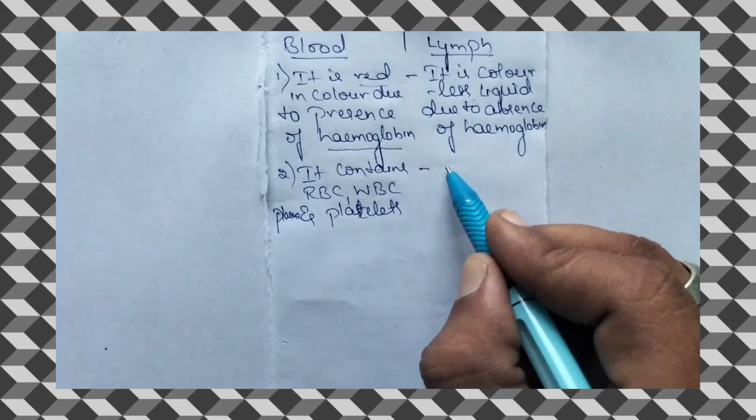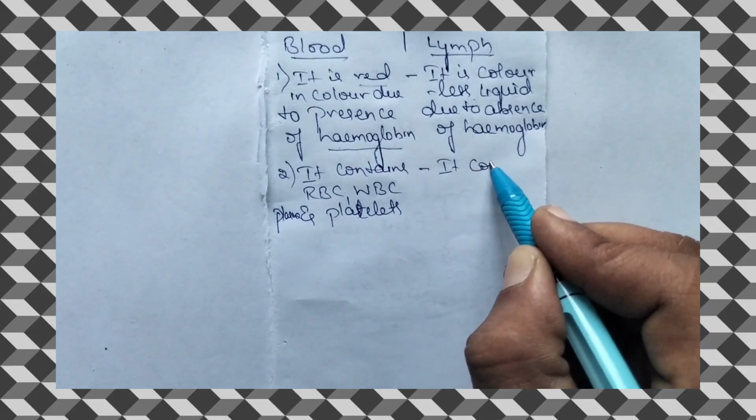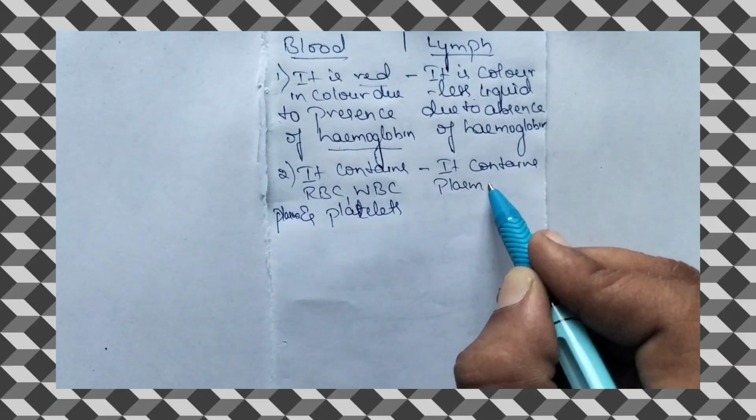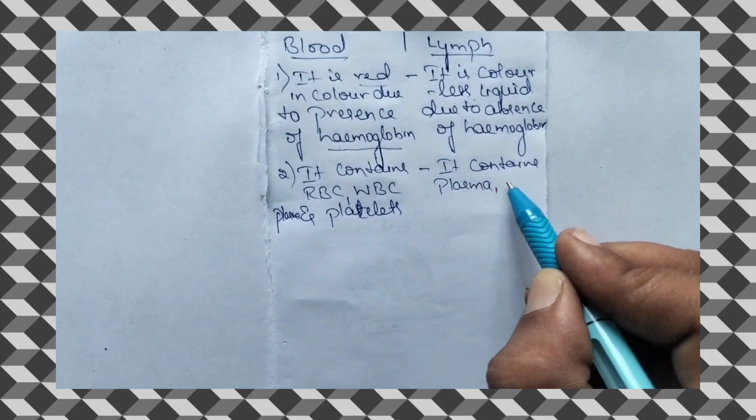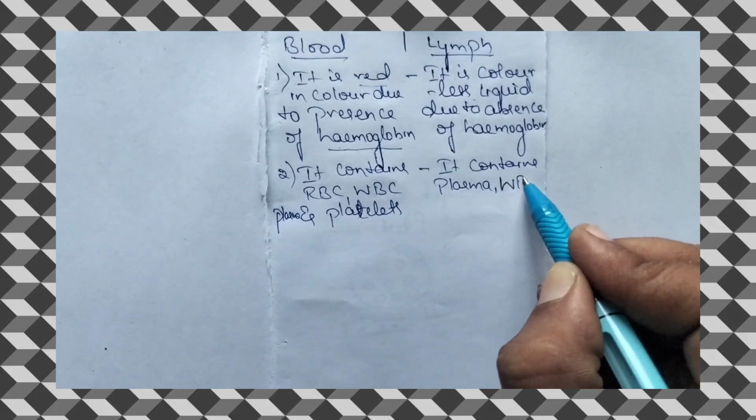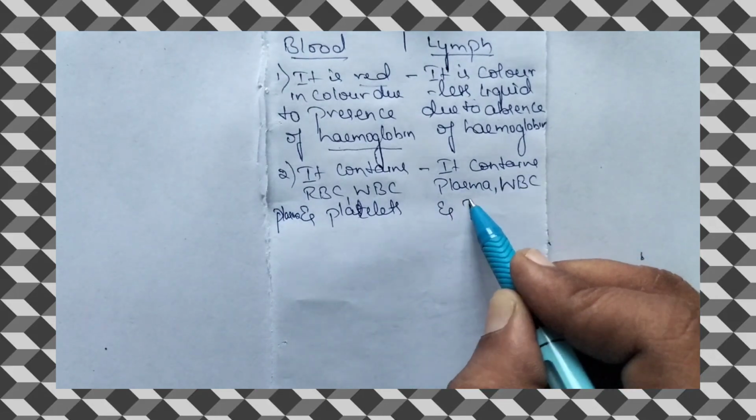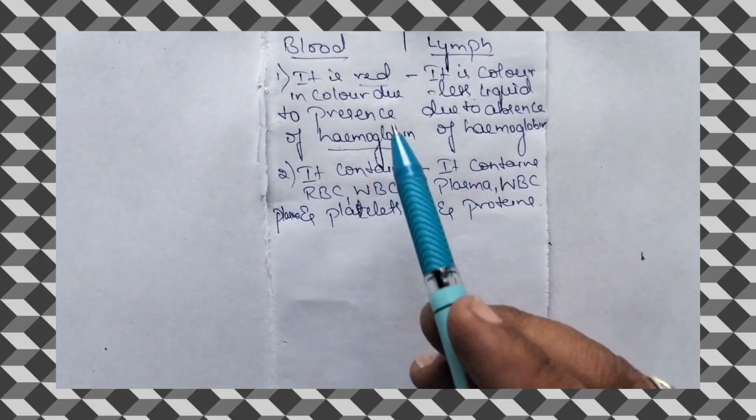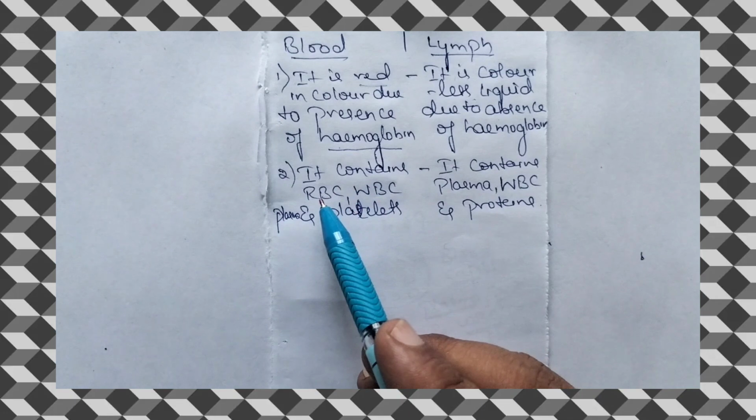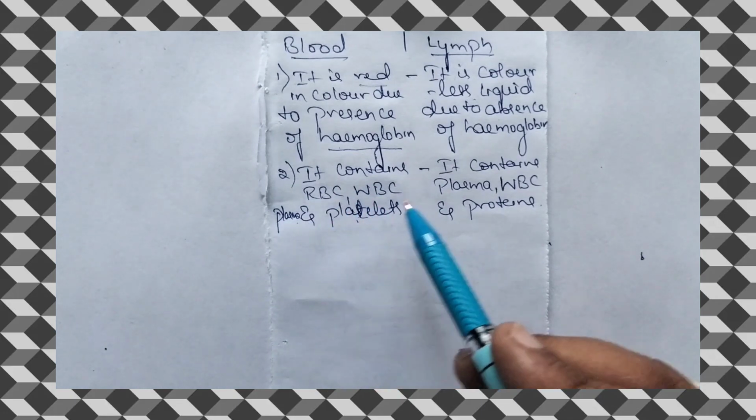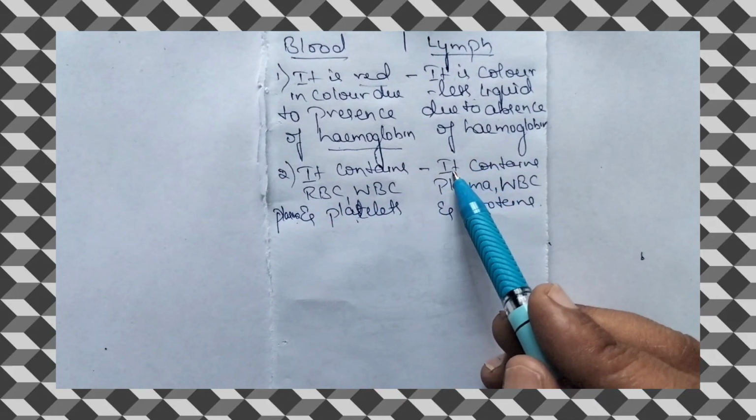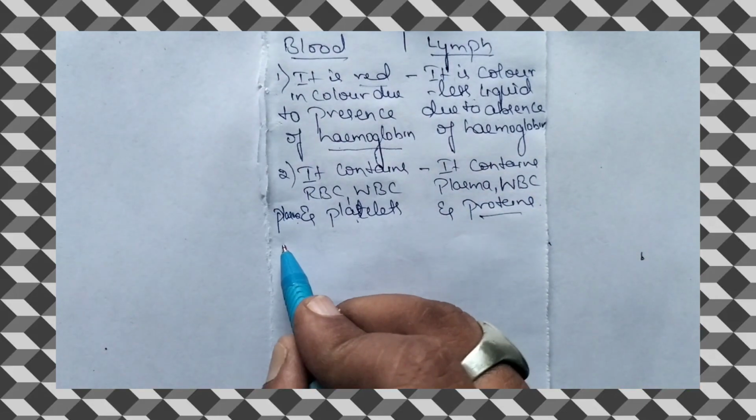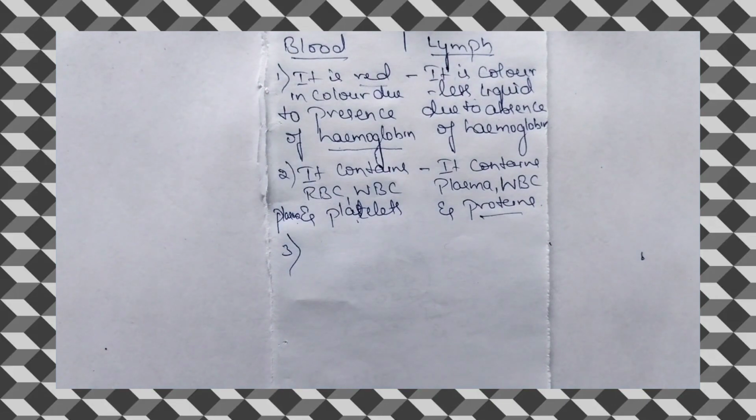Then what does the lymph contain? It contains plasma, which is present in the blood, WBC and proteins. So what does the blood contain? It contains RBC, WBC, plasma and platelets. What does the lymph contain? It contains plasma, WBC and proteins. So this is the second difference between blood and lymph.